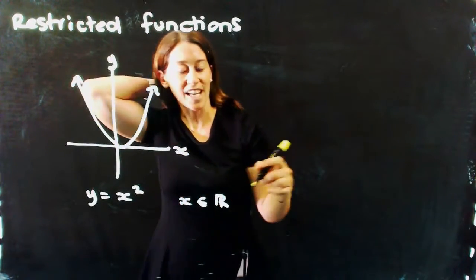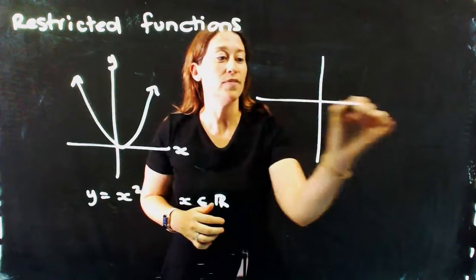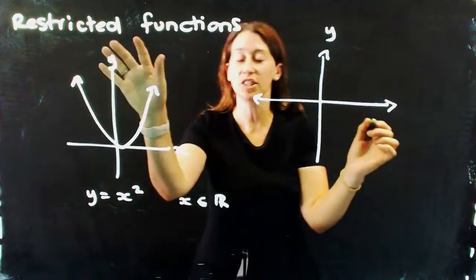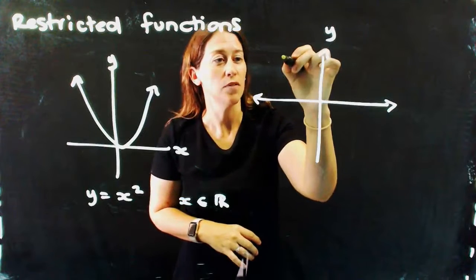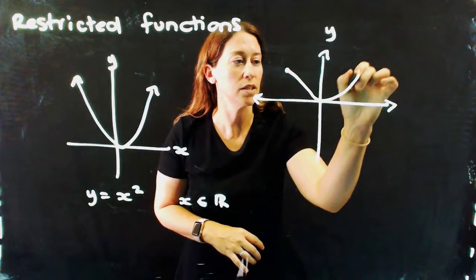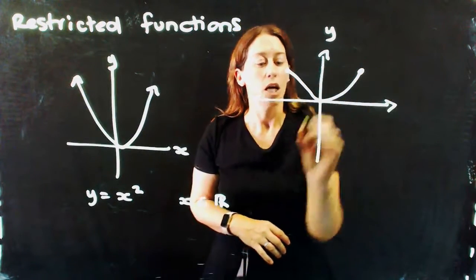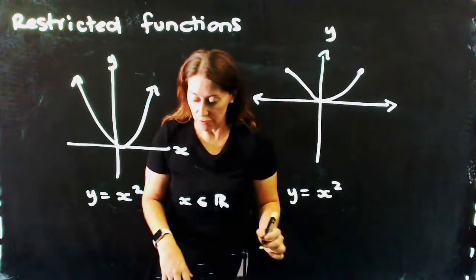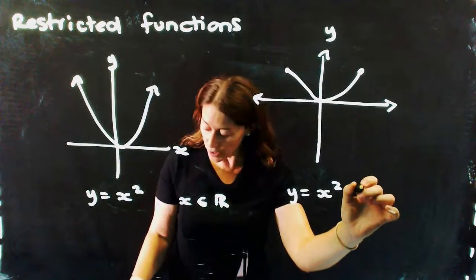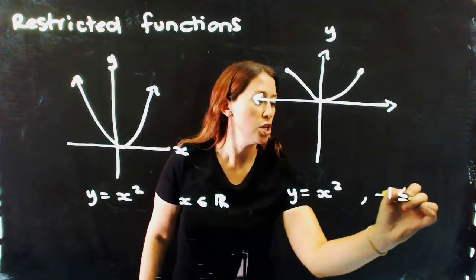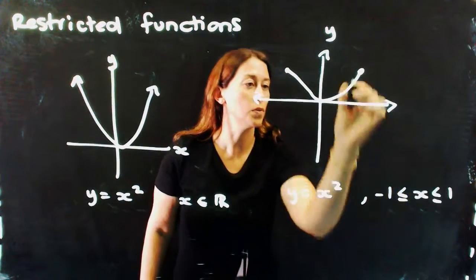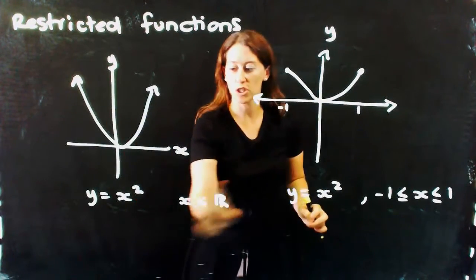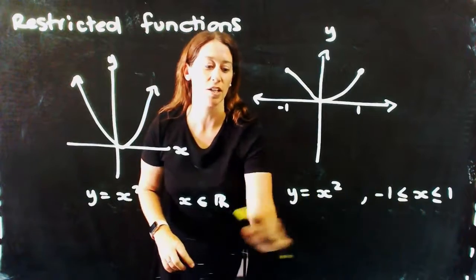Now I'm going to use the same function, only this time I'm going to cut it off. So this is what we call a restricted function. It's still the graph of y equals x squared, supposed to be a bit smoother, but the domain has been restricted. So for example, I might have x between minus 1 and 1. This is 1 and this is minus 1. Now it's the same function, but the domains have been changed.